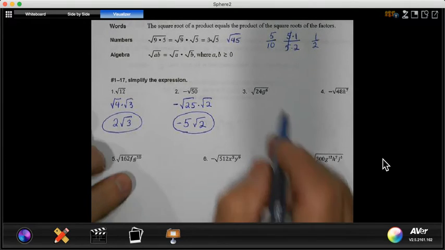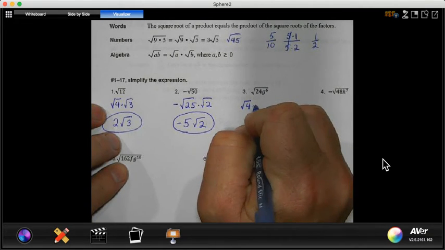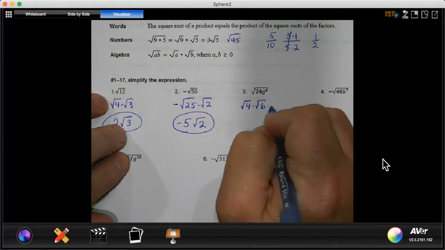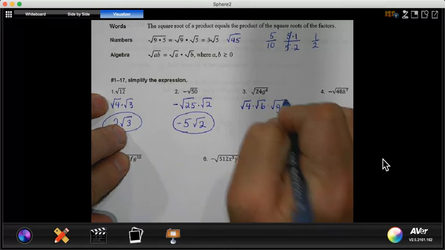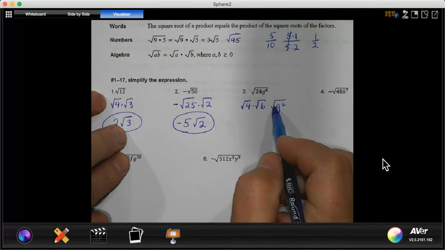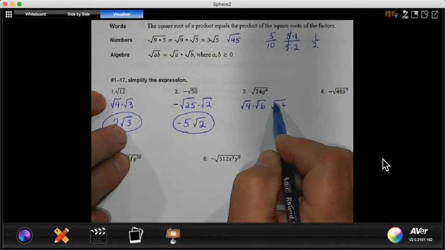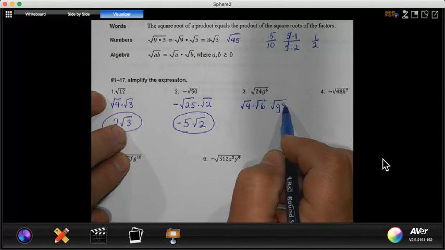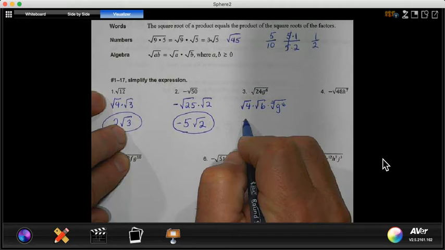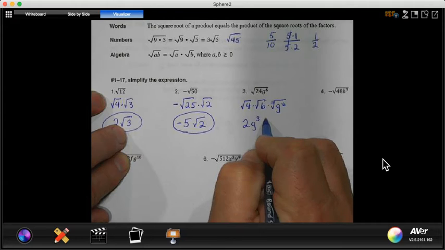Okay, root 24. 4 goes into 24, so I'm going to use root 4 times root 6. And then letters, I'm just going to break that apart. We'll talk about that in a minute. g to the 6th. Okay? So I'll just give you a shortcut. The root goes into the power that tells you your simplification. So just take the power and divide it by 2, because that's a square root. So my answer is 2, and then I have g to the 3rd root 6.